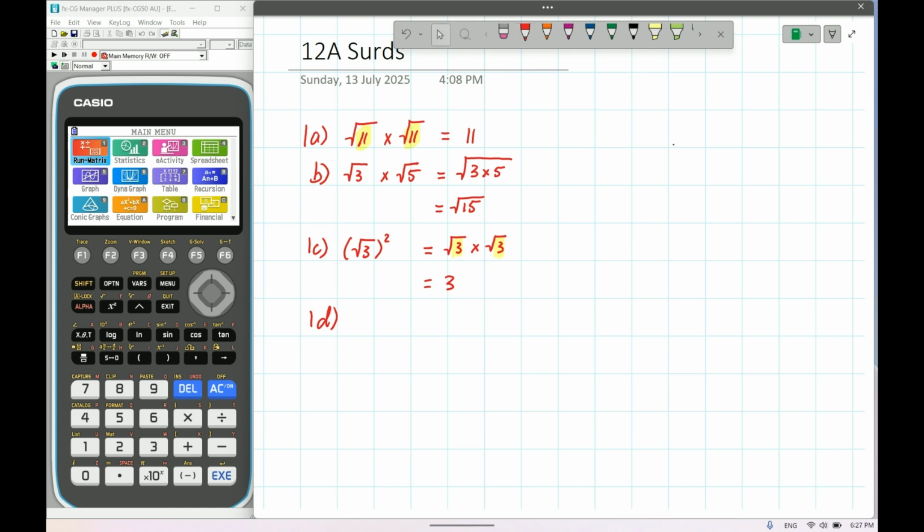1D, you're looking at square root 5 times square root 6. Once again, just like in B, you can put everything inside one square root.